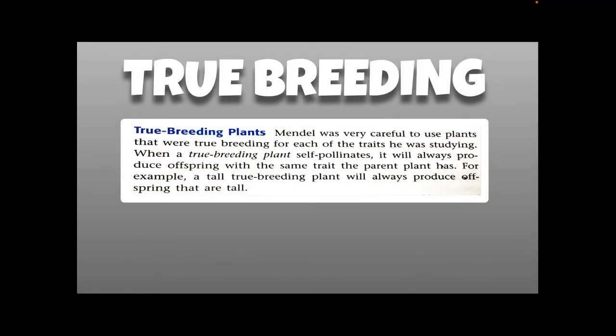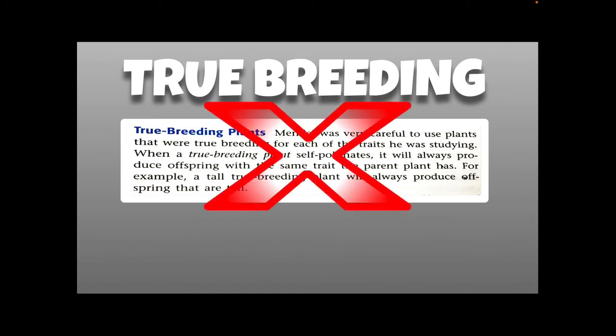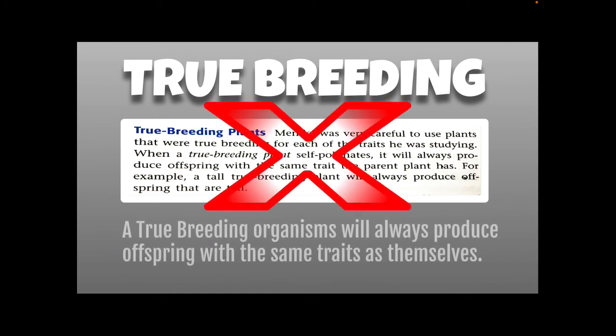Now, true breeding, as defined in the book, was kind of a messy definition, and it talked just about plants. The definition is simpler than that, so we're going to get rid of that and use a simpler definition. A true breeding organism will always produce offspring with the same traits as themselves.